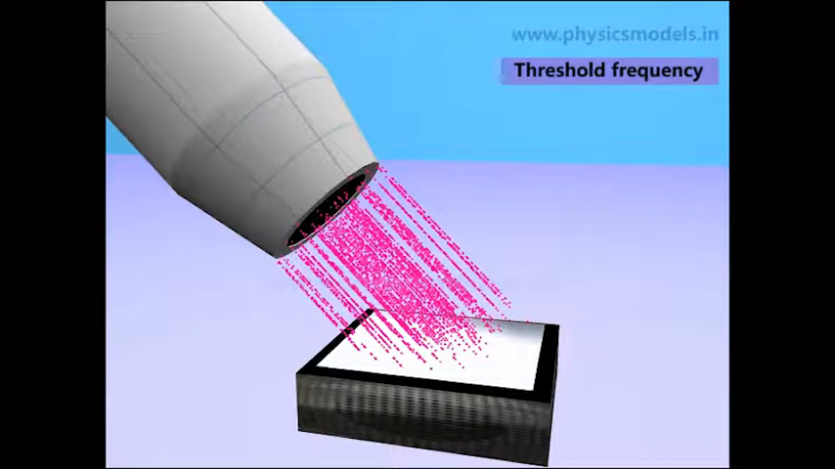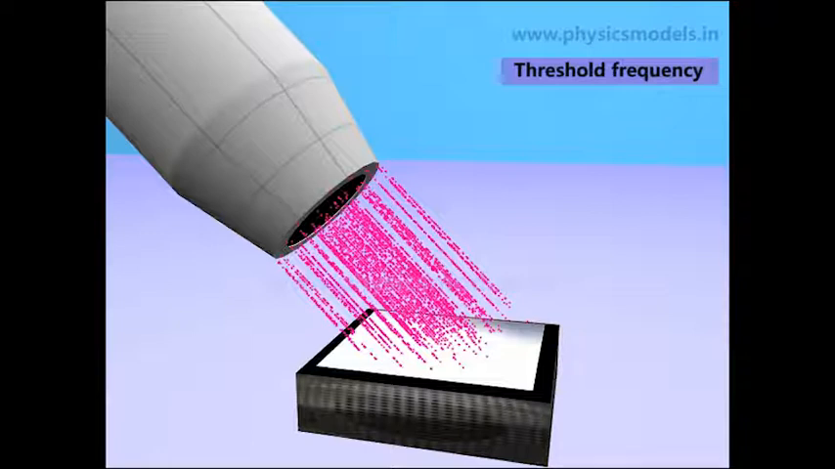In this video, I will explain to you the concept of threshold frequency under the photoelectric effect. The very name threshold means some kind of a minimum. So if the frequency is below the minimum, nothing will happen. If the frequency is equal to threshold or above it, something will happen.